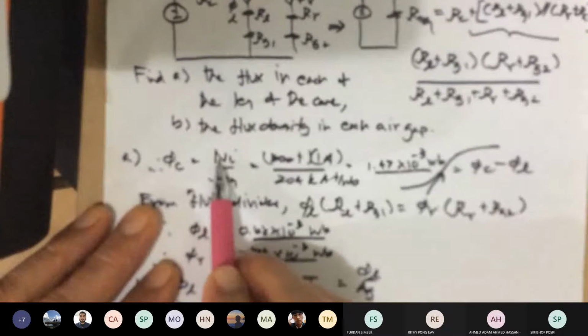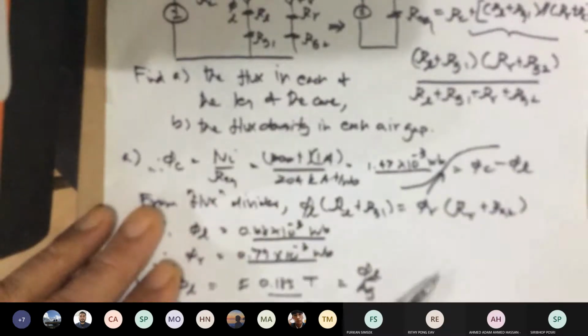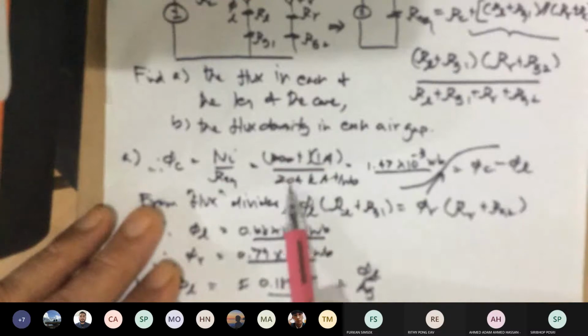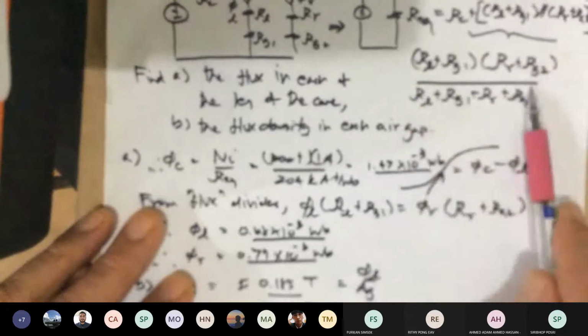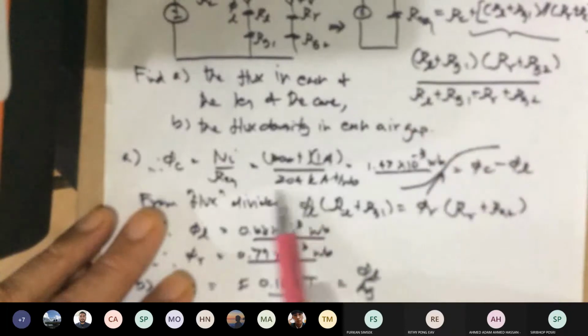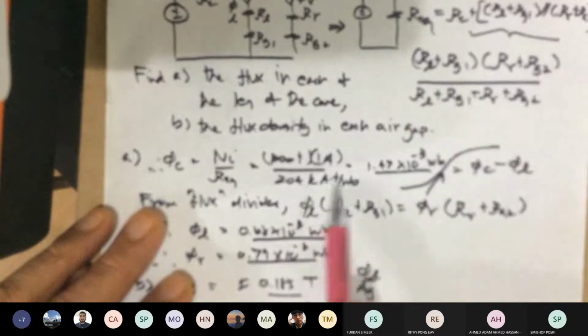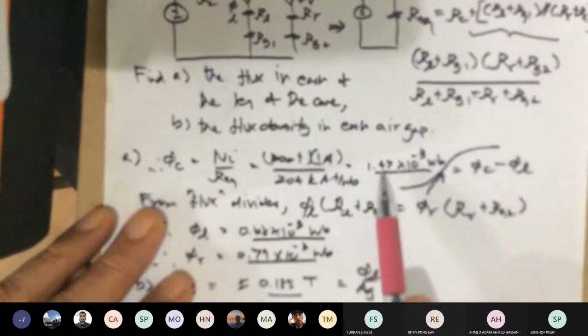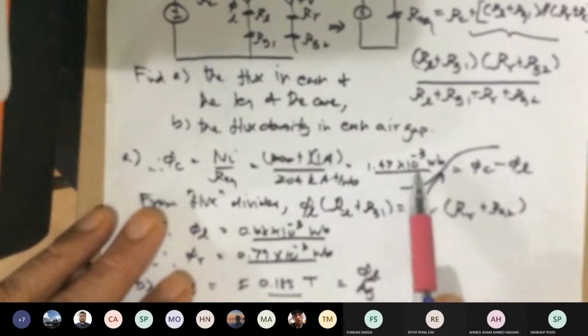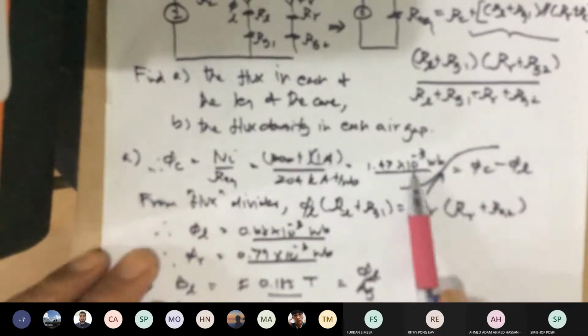You know N, 300 turns. You know the current, 1 amp. You know Req from the calculations of each reluctance. Should be approximately 204, give or take, kiloampere turn per Weber. If you do that right, you're going to get the flux in the center leg, which is 1.47 milliweber, 10 to the negative third Weber. So that's the first part of the answer.